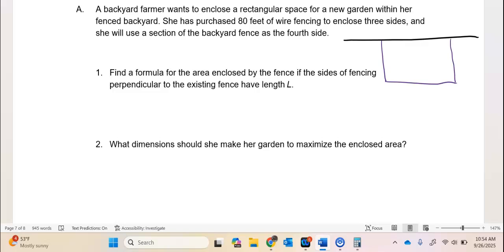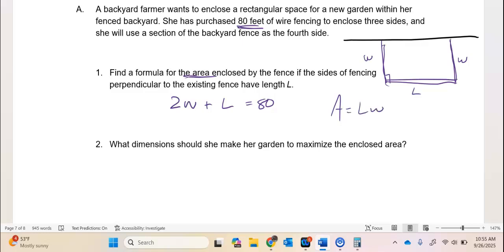We'll call this L. Find a formula for the area enclosed by the fence if the sides of the fence are perpendicular to the existing fence. So that's perpendicular. That's going to help us because we got a rectangle. I'll call the width W. Okay, so does it make sense if you got 80 feet of fencing, this plus this plus this is 80. So that's W plus W plus L equals 80. But that's not the answer to my question. I need the area. The area is length times width.